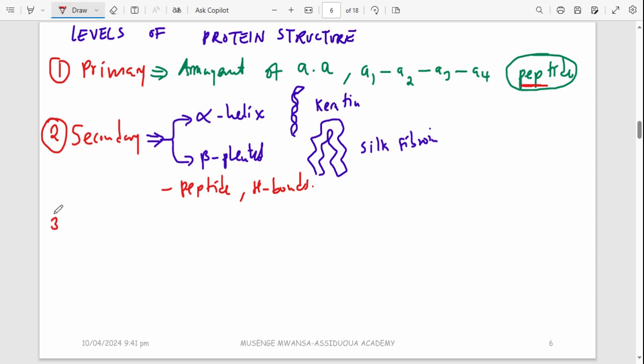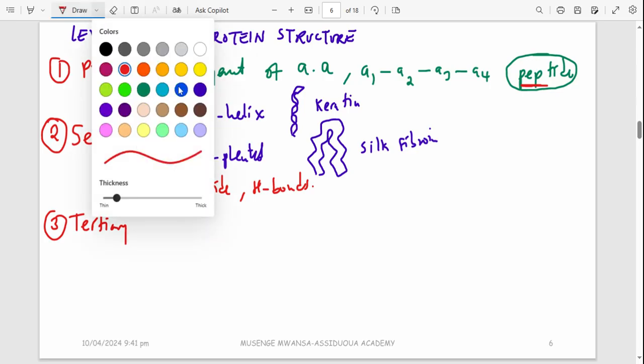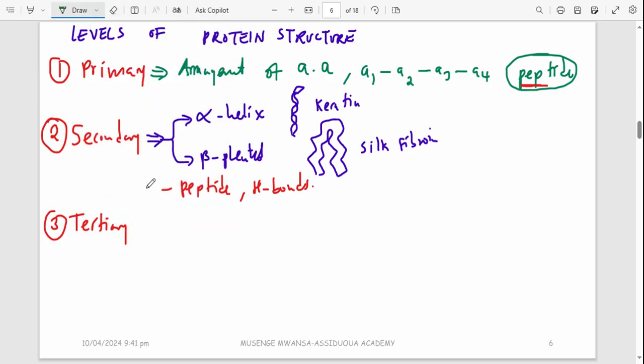The third structure is known as the tertiary structure. Now, what is a tertiary structure? In a tertiary structure, what you're going to see is bonding, bending and folding of proteins, and that will form again different structures. You can either form a fibrous structure or you can form a globular structure.